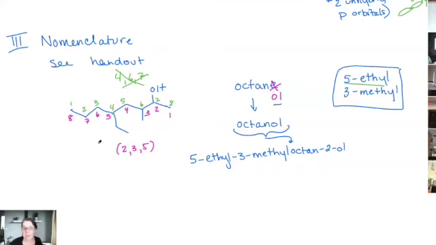Now, I must be honest, some people will move this number 2 around. Some people will put it in front of the root, and some people will put it right in front of the suffix. It is more correct to put it in front of the suffix. Okay? But just to warn you, that's kind of one place that people will change things up. Thank you very much for catching that.